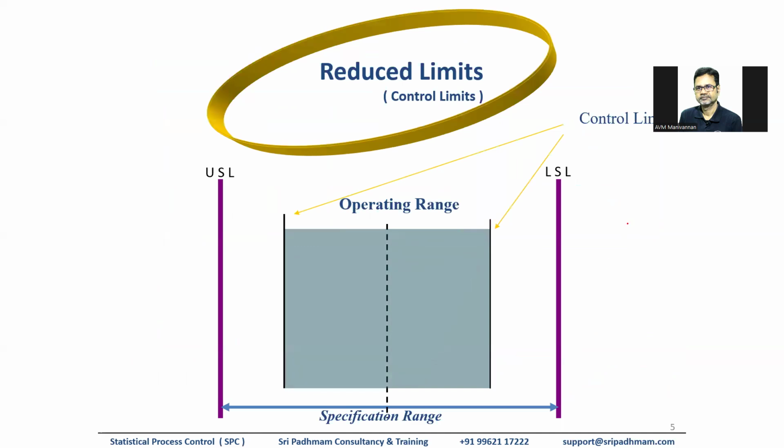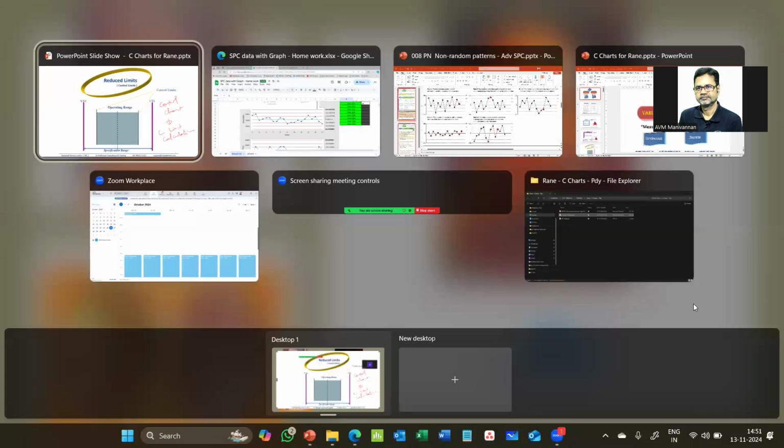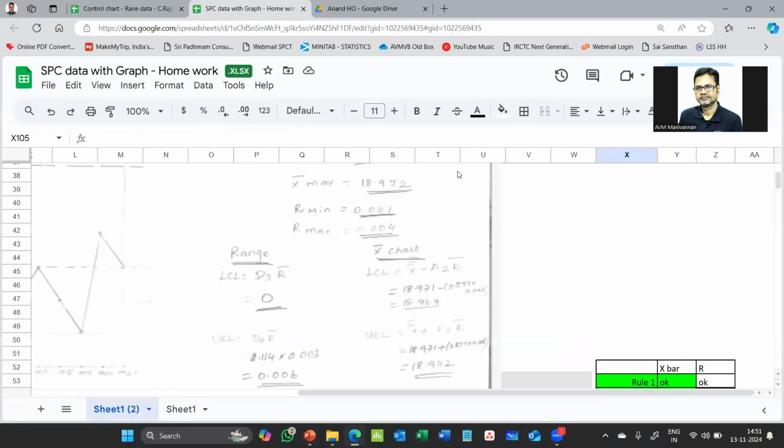How to reduce? Using control chart, control limit calculations. Yes or no? Yes, sir. Theoretically, people may say reduce 50%, reduce 40%. No, that is not good. Go as per the control chart calculations. That's what I was showing you here. Please see, you have done all the calculations.